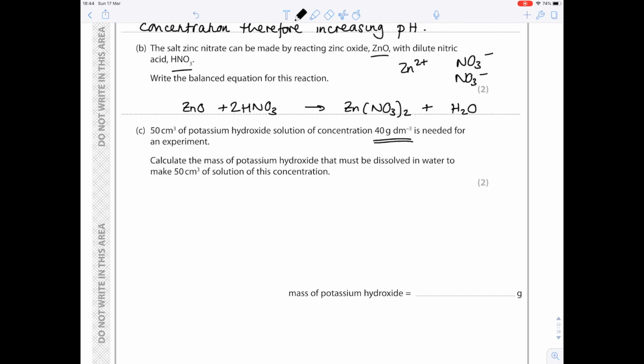It's per decimeters cubed, which is why you need to take that 40 and divide it by 1,000. And then we're making up a specific volume, which is 50. So we multiply that number by 50 to get a value of 2 grams.